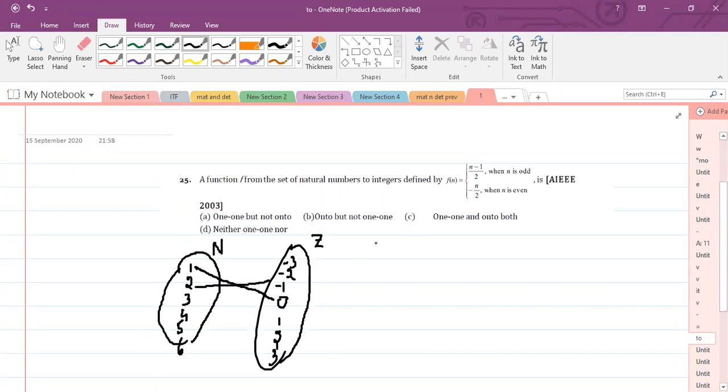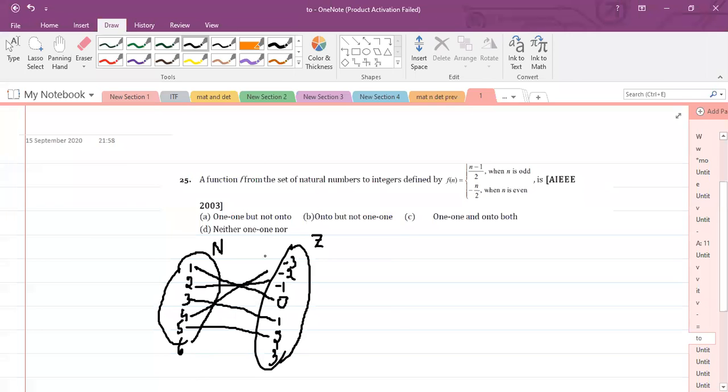Next, if you consider 3, 3 is odd, so (3 minus 1) by 2, which is 2 by 2. 3 connects to plus 1. 4 connects to minus 2. Next, 5 connects to (5 minus 1) by 2, that is 4 by 2, which is 2. Okay, so 6 connects to minus 3.